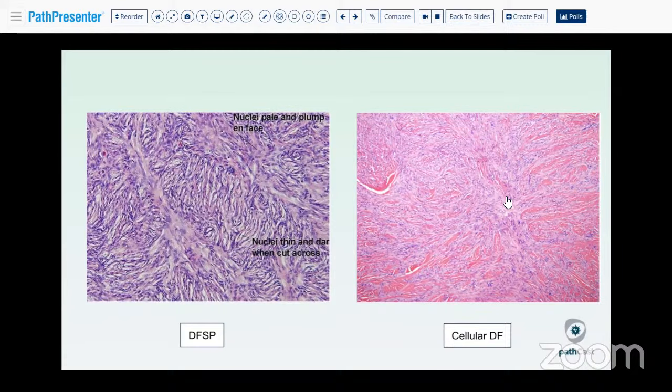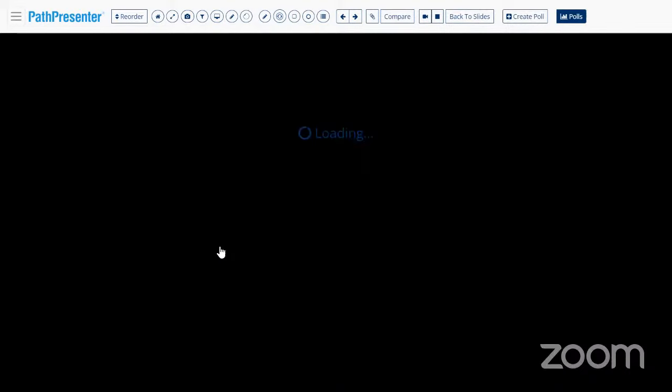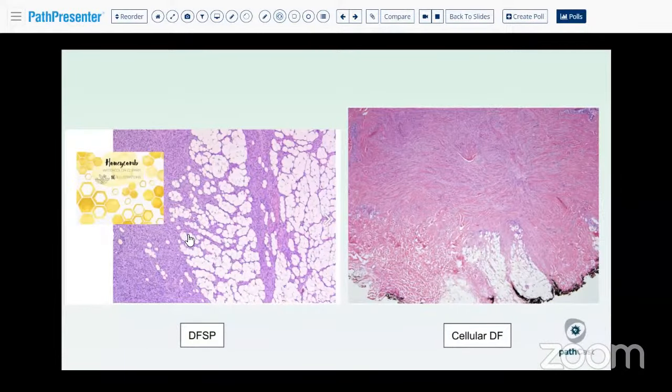So that's where you're going to look for your other clues as well. Cellular DF tends to be higher up, more centrally based in the dermis, and then may kiss the subcutis but not dissect it. Whereas DFSP is typically based in the deep dermis and dissects into the fat characteristically. So here we have the DFSP dissecting into the fat, whereas the base of our cellular DF is kissing the fat, but it is respecting it. It is not dissecting through it, causing that honeycombing phenomenon.